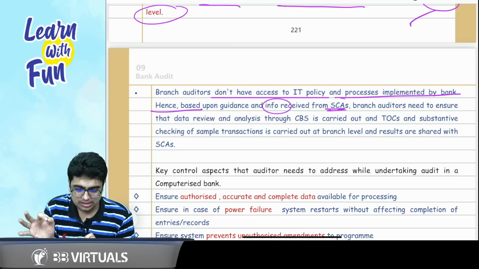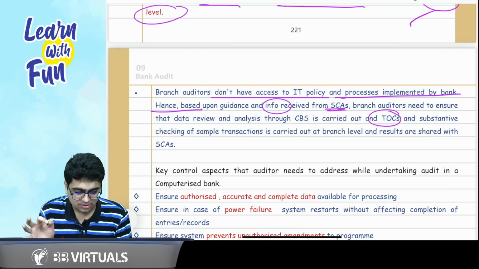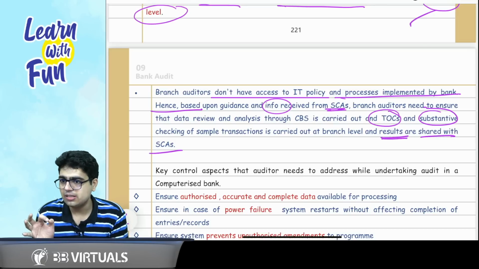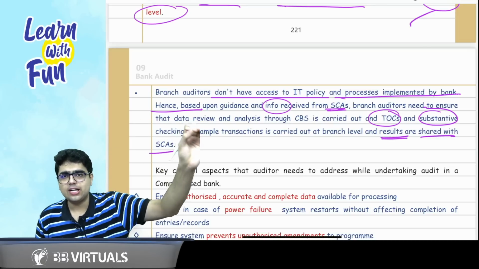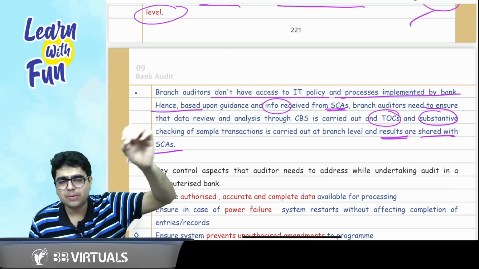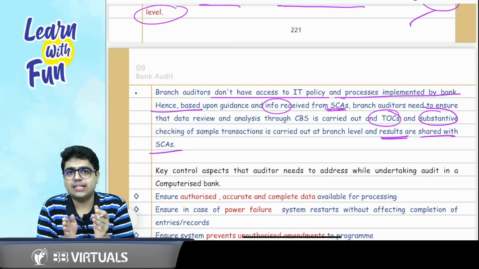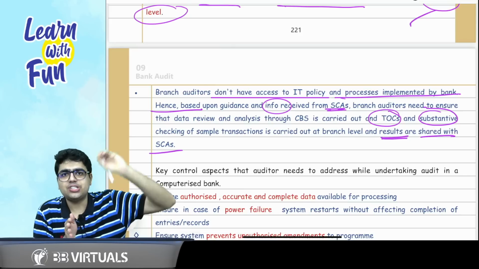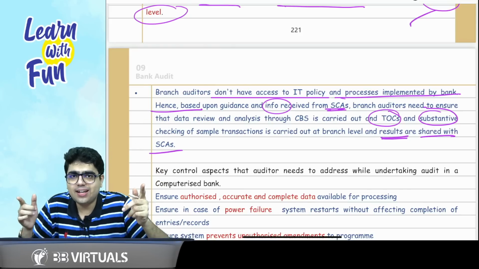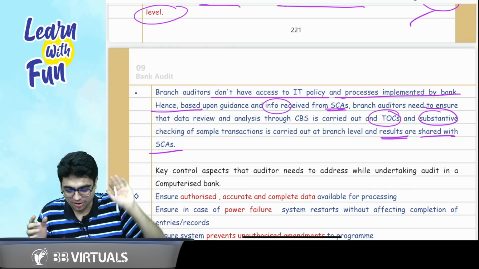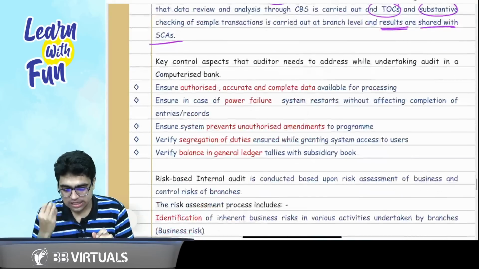And branch auditors will carry out the test of control and substantive checking, and these results will be shared with the central auditors. So central auditors will share the policy and guide the branch auditors to perform their tests of controls and substantive procedures. Whatever procedures the branch auditors perform, they will share the results with the head office auditors. Got it, sir.